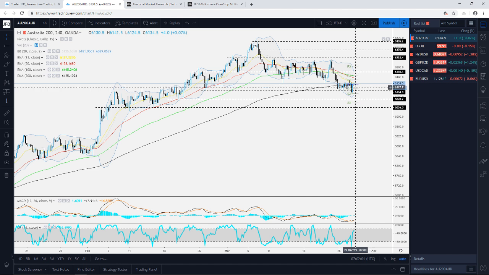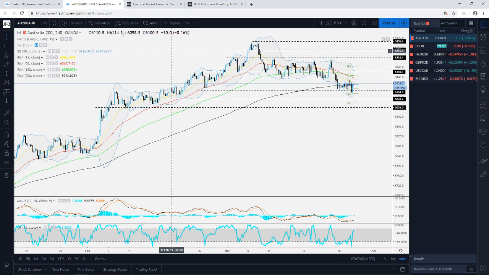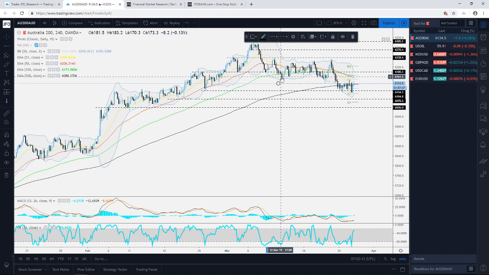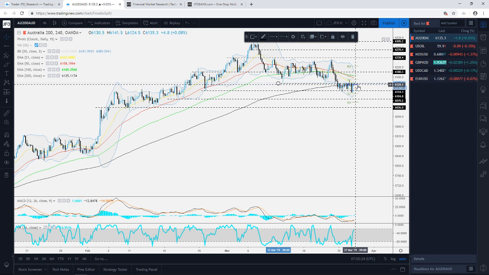Looking at this 4-hour chart, you can see that the index is stuck here near the 6,135 level, which marks the lows of the 13th of March and also the low of the 21st of March. So this is a very important area. You can see that we did already have a few drops below the 200 EMA. Certainly this 6,135 level will be the important one to watch.